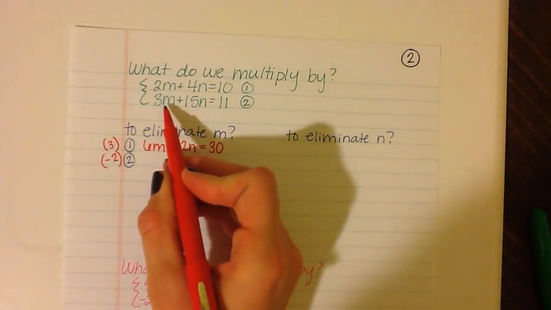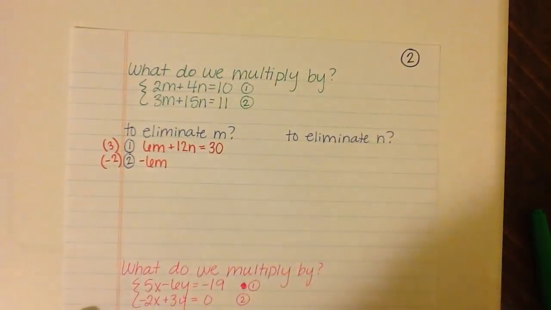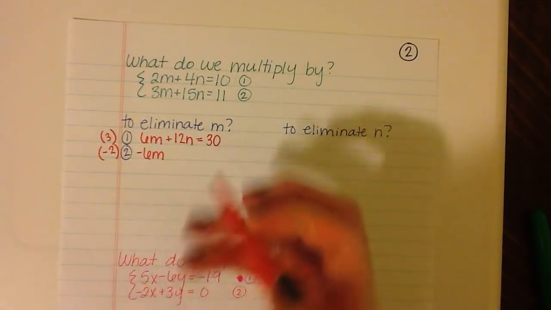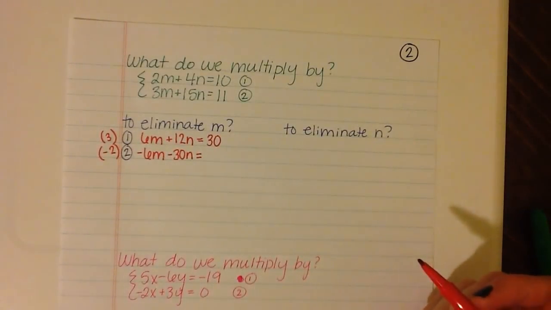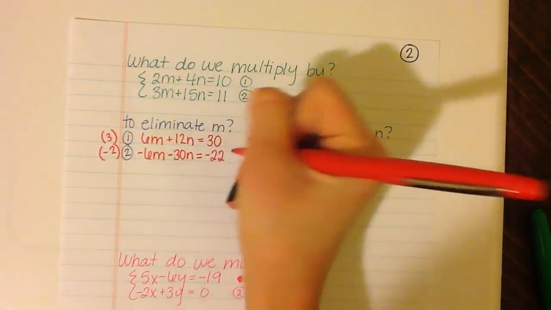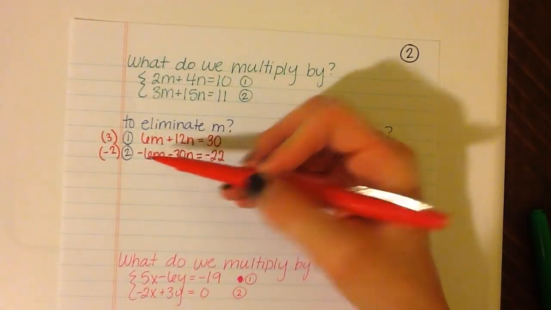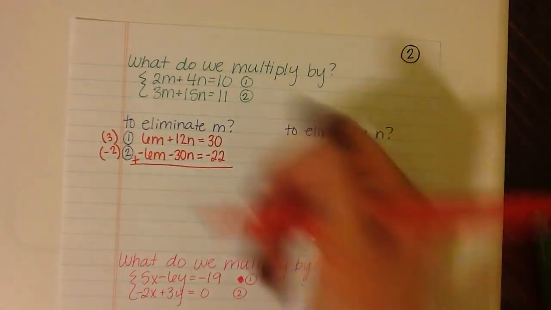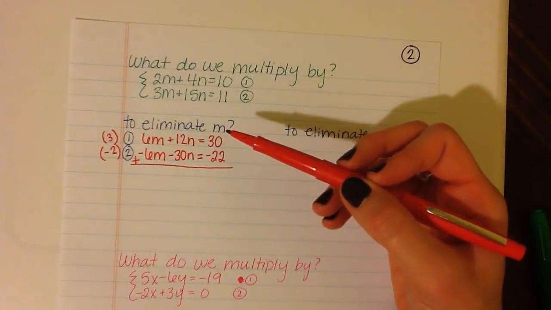So we have 3m times negative 2 is negative 6m. 15n times negative 2 is negative 30n. We have 11 times negative 2 is negative 22. Now that we have opposite coefficients, we can add them together, and those are going to cancel. So that's how we would eliminate the m.